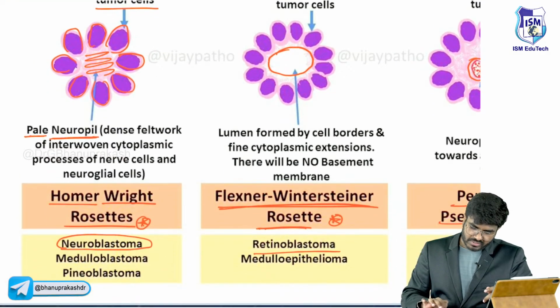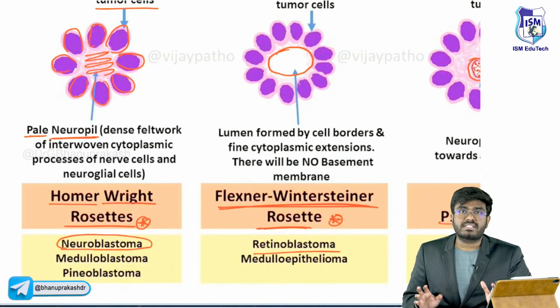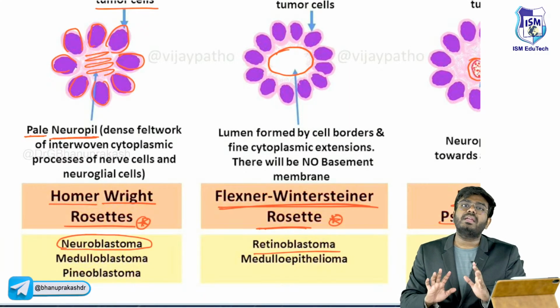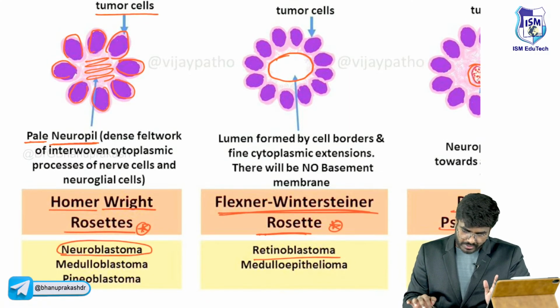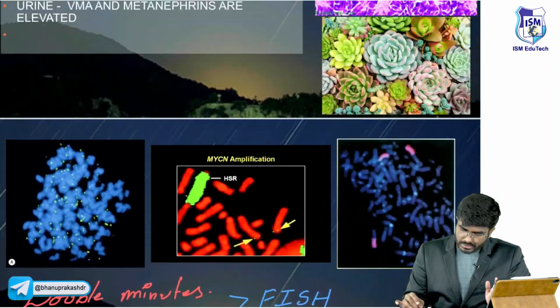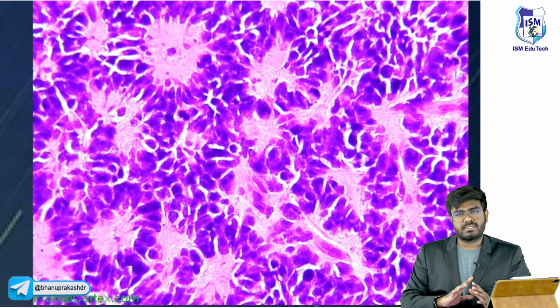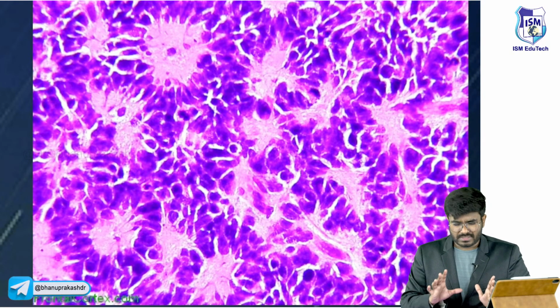In Homer-Wright rosettes, the tumor cells are present around the center, which has a pink-colored appearance. Pale neuropil is going to be seen. Look here, in the center there is a pink-colored appearance. These are Homer-Wright rosettes.